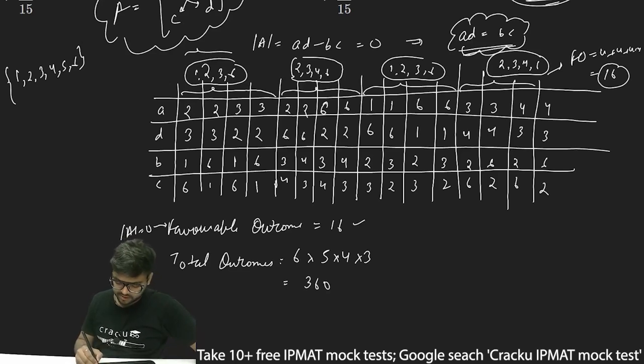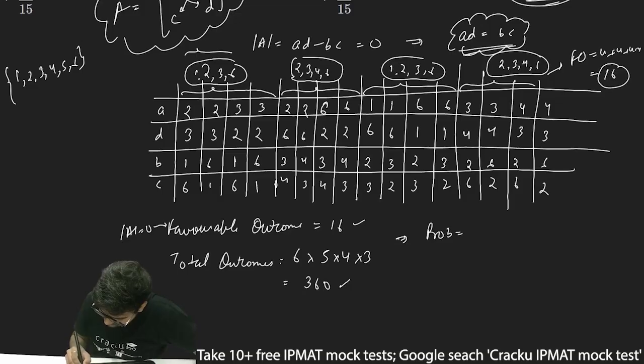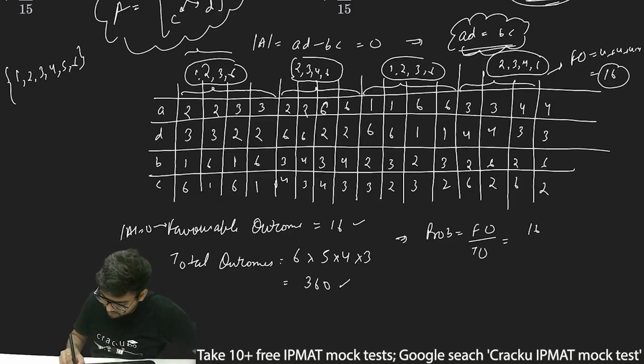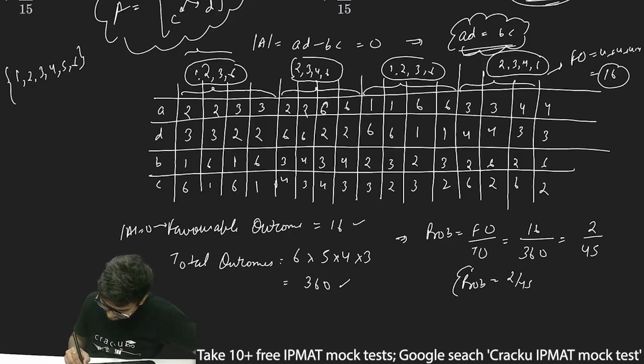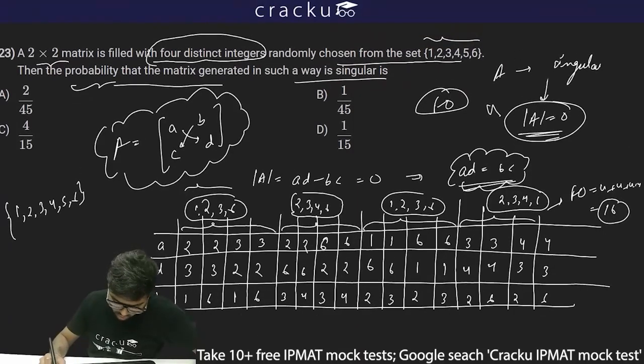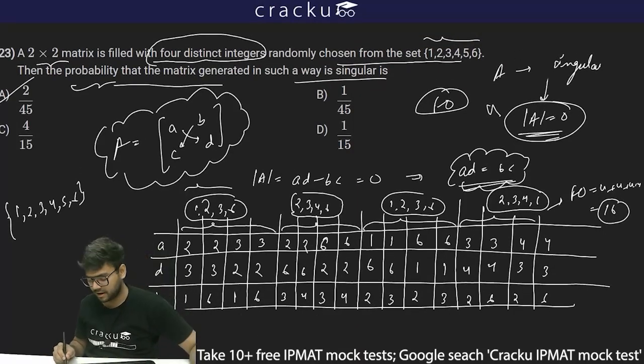So favorable outcomes is 16, total is 360. Probability will be favorable outcomes divided by total outcomes. Favorable outcomes is 16 and total outcomes is 360. If I divide by 8, this will be equal to 2 divided by 45. So probability is 2 divided by 45, and therefore option A, 2 by 45, is the correct answer.